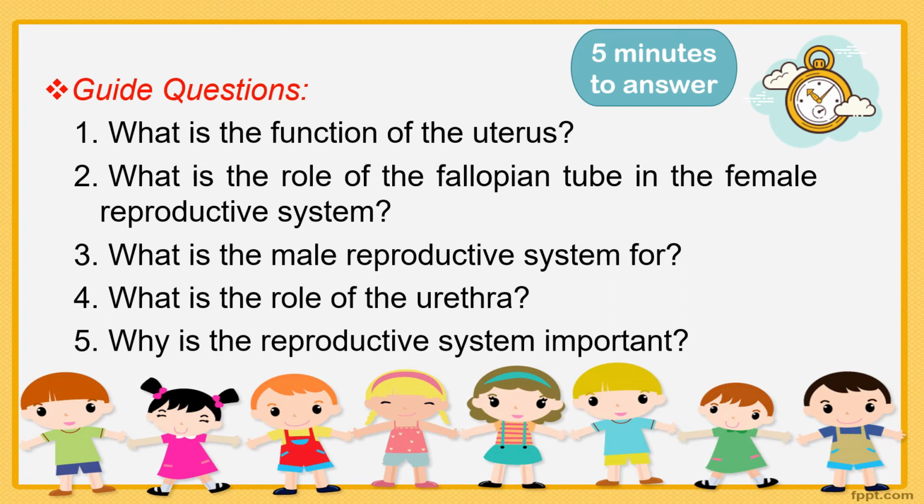Here are the guide questions. 1. What is the function of the uterus? 2. What is the role of the fallopian tube in the female reproductive system? 3. What is the male reproductive system for? 4. What is the role of the urethra? 5. Why is the reproductive system important? You are given 5 minutes to answer this activity, so set your timers now and start answering.